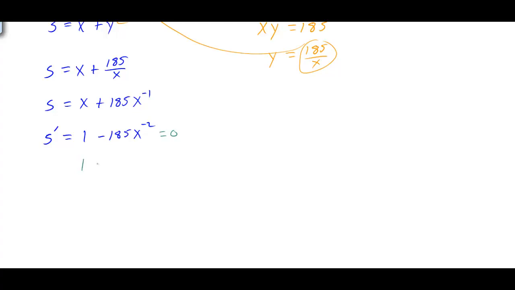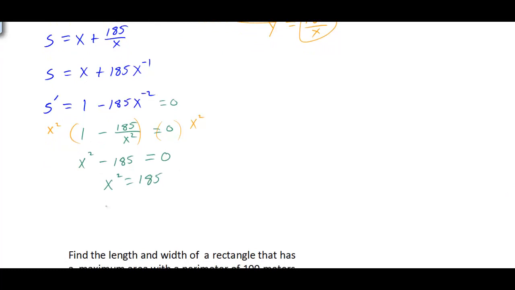So I would think of this as 1 minus 185 over x to the positive second power. And now from here, we want to get x squared off the bottom, so we could multiply everything by x squared. So we're left with x squared minus 185 equals 0. Move over the 185, so that's a positive 185. And now we're going to take the square root, so x is equal to plus or minus the square root of 185.